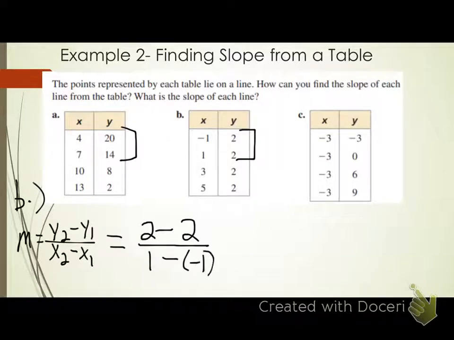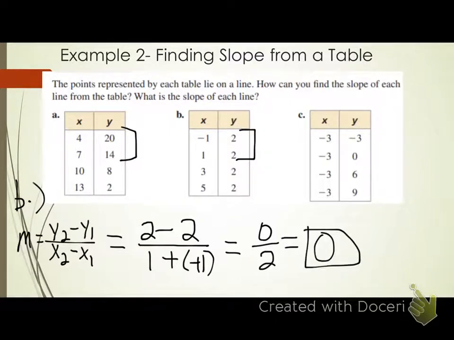Negative 1. So even though my second x value is negative, I still have to account for that minus sign from the formula. Two negatives right next to each other makes a positive. We okay with that? Okay. 2 minus 2 gives me 0. 1 plus 1? 2. What is 0 divided by 2? 0. So my slope here is 0.